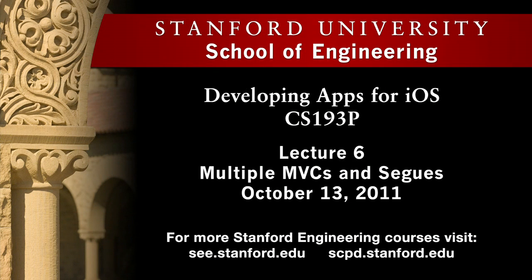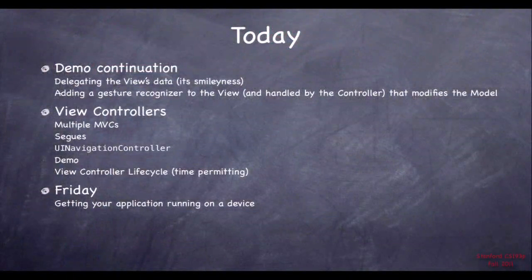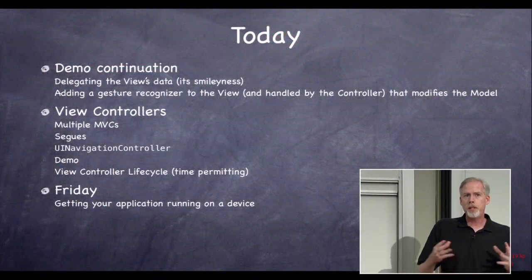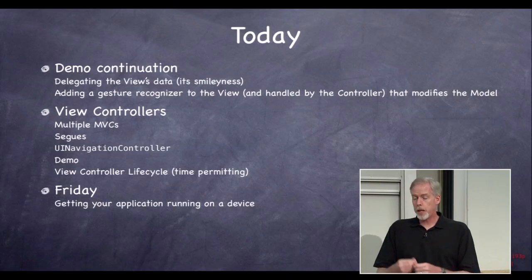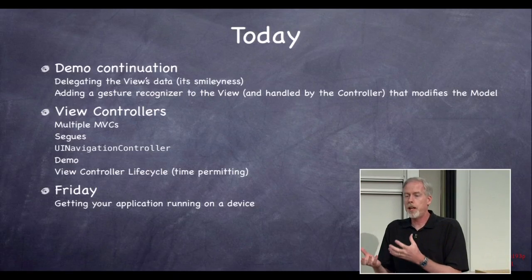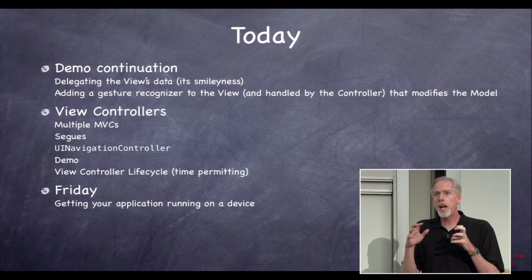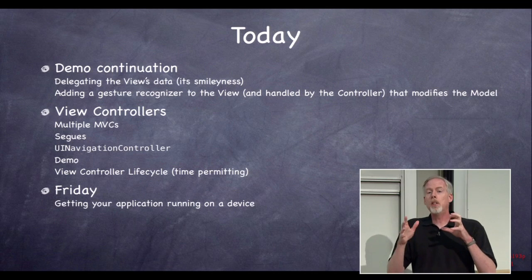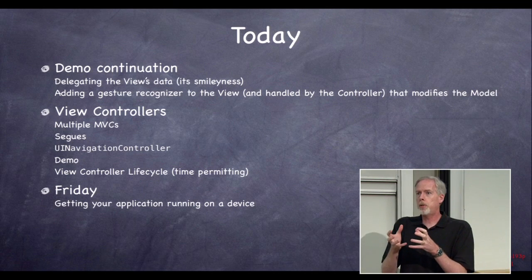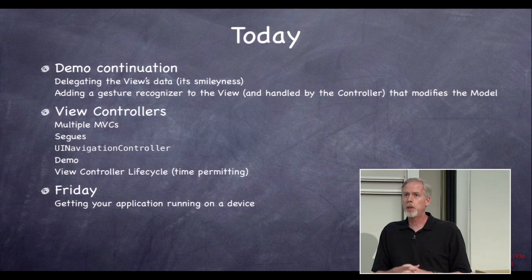Okay, welcome to Lecture 6 of CS193P. Today I'm going to continue the demo that we started last Thursday. We're almost done there. All we need to do is get that face view to delegate its data. Right now its data is hardwired to something, I don't remember, 0 or something. So its smiliness is part of its data. That's not just how it looks, that's actually some of the data that it's presenting. So we're going to delegate that.